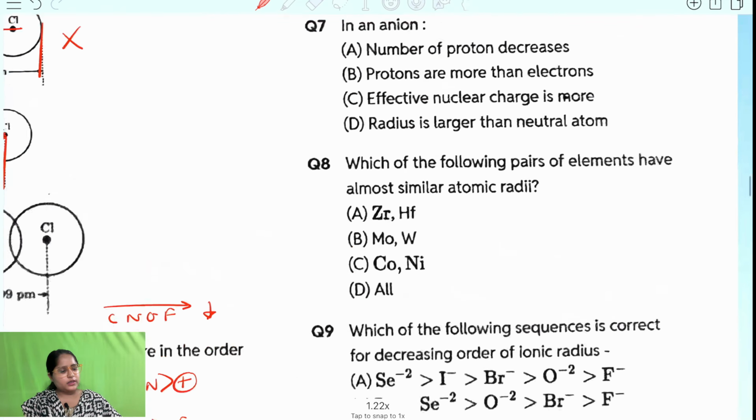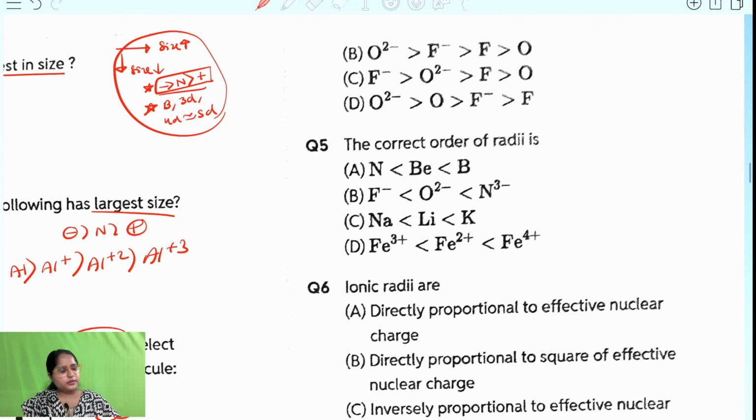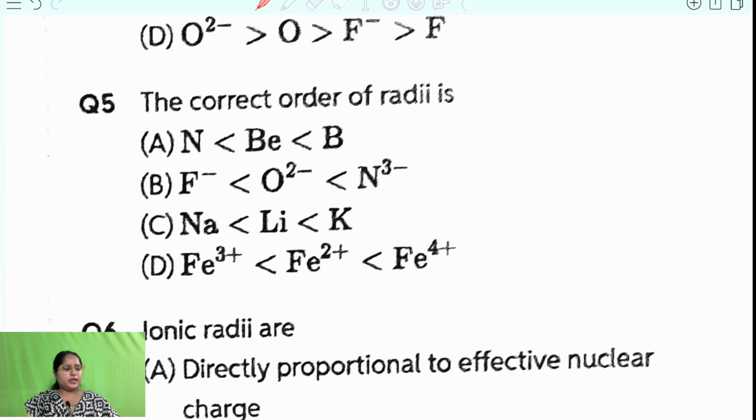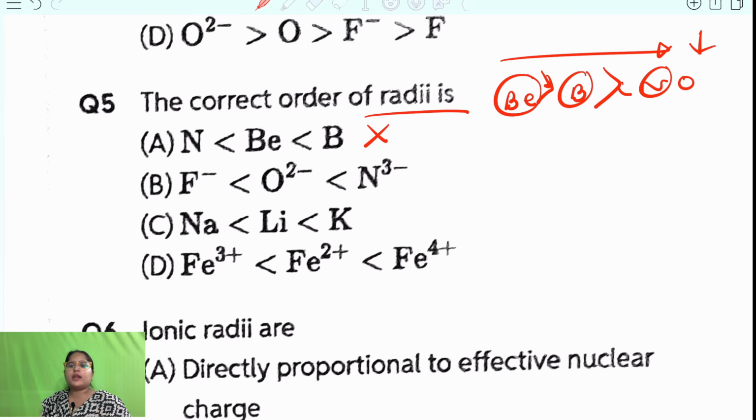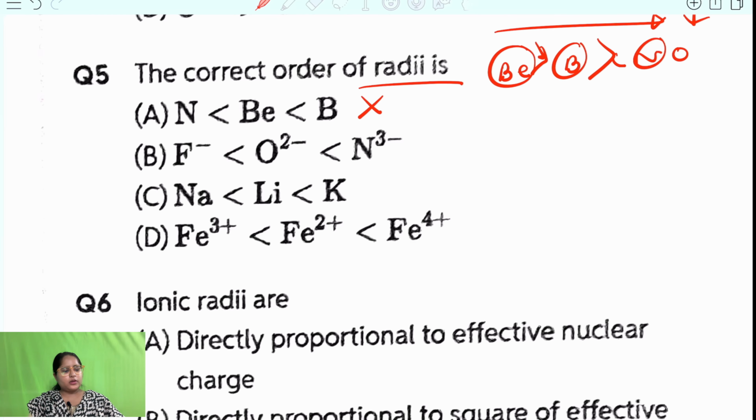Now let us see question number 5. The correct order of radii is. First order is nitrogen, beryllium and boron. Let us arrange it nicely. How to arrange in the periodic table? That entire periodic table should be in your brain, then only you can solve the question. So beryllium, then here boron, and then we have carbon, nitrogen and all like this. So beryllium, boron and nitrogen only we have to compare. Left to right size will decrease. So beryllium, then boron and then nitrogen. So this is the wrong option, right? Beryllium should be more. Next, let us see fluorine, O minus 2, N minus 3.